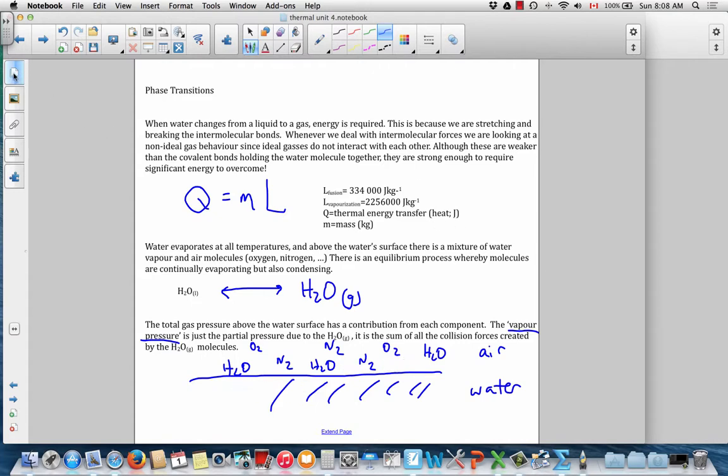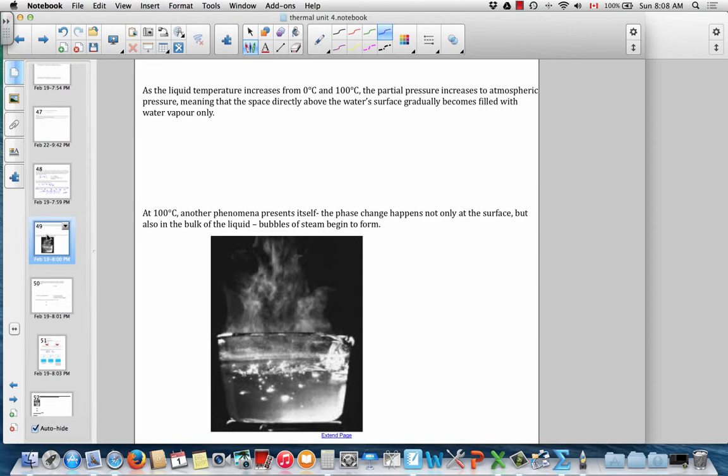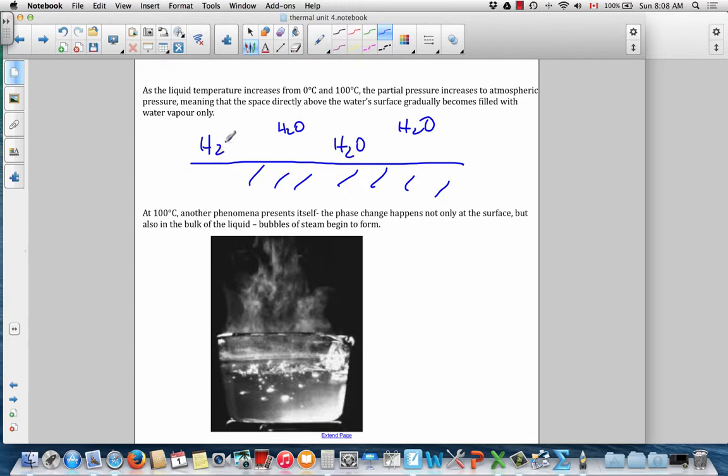Now, as temperature goes up, the partial pressure actually increases, meaning there's more water above the surface than there was before in the gaseous state. Now, eventually, the partial pressure will increase to atmospheric pressure, meaning that all the 101,325 pascals, newtons per square meter, of collision force is coming only from the water molecules. So this is the boiling point then.